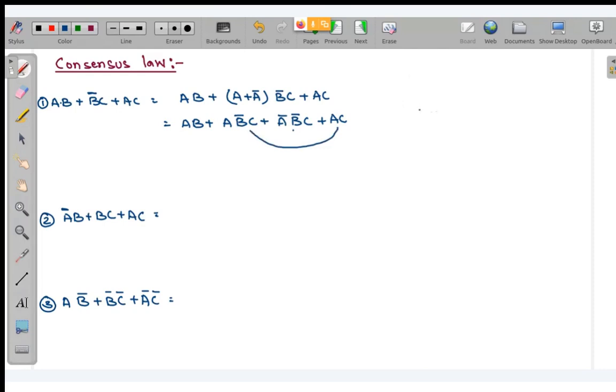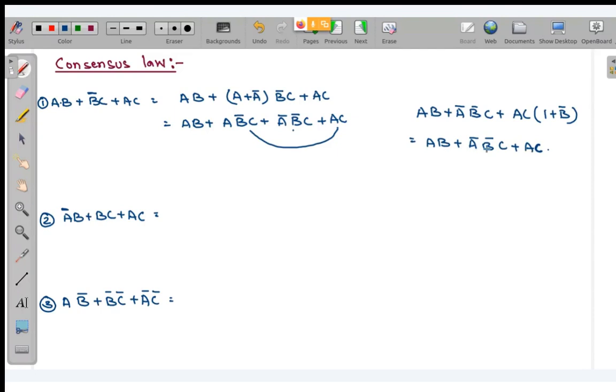So what will happen? This will become AB plus A bar B bar C plus this will be what? If I take AC common, this will be 1 plus B bar. So this will be AB plus A bar B bar C plus AC. Okay, so now what can I do? I should have told this after K-map. With K-map this is very simple. So what can I do over here?